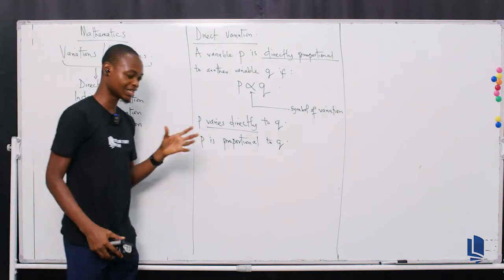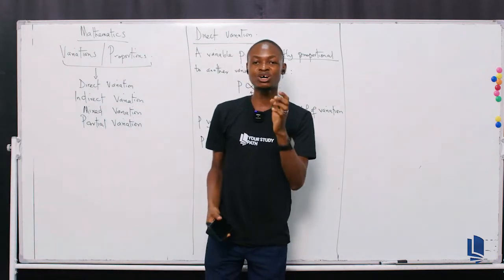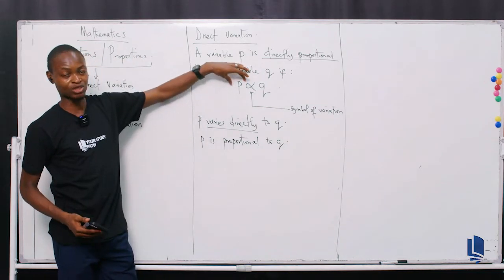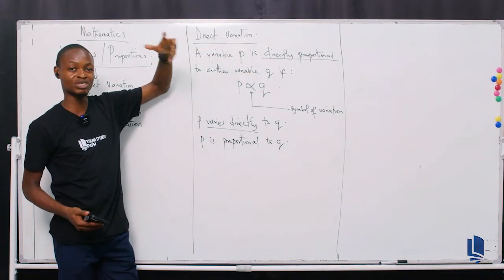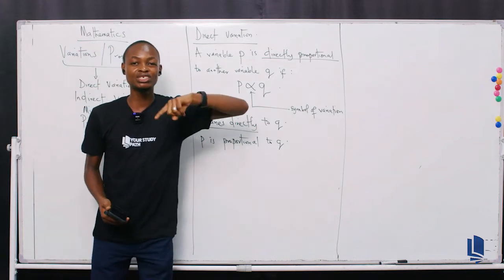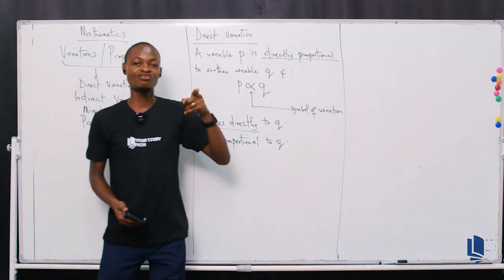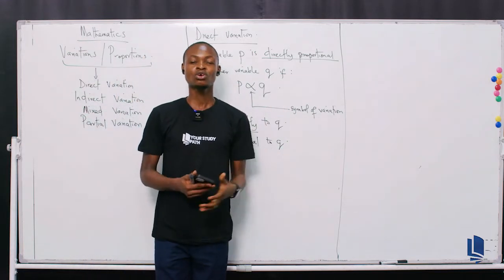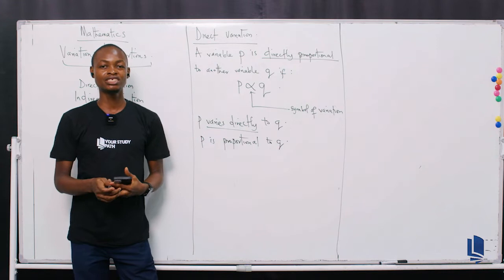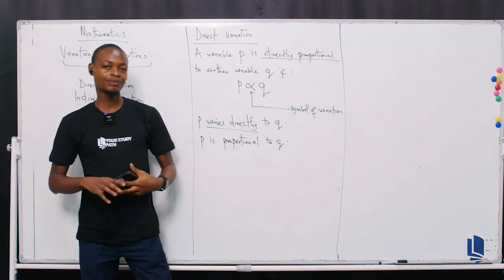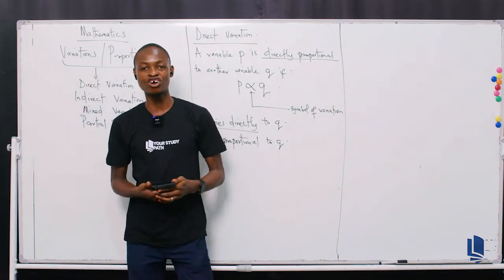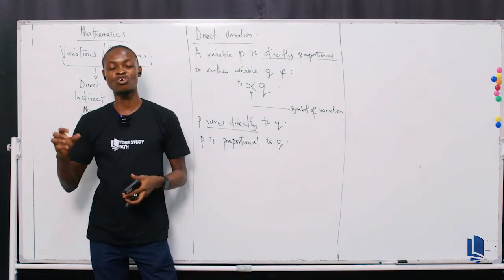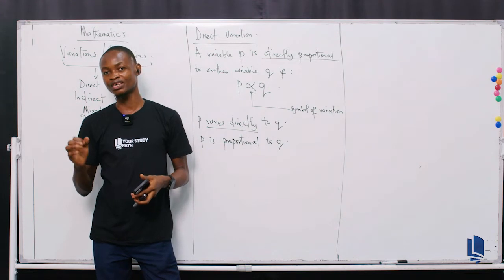Now, what exactly is direct variation? Direct variation is saying that whenever there's an increase on P, that is, whenever there's an increase on the first variable P, there is going to be a corresponding increase on the second variable Q, which means an increase in P causes a corresponding increase in Q. Similarly, a decrease in the value of P will cause a corresponding decrease in the value of Q. This is very, very important.